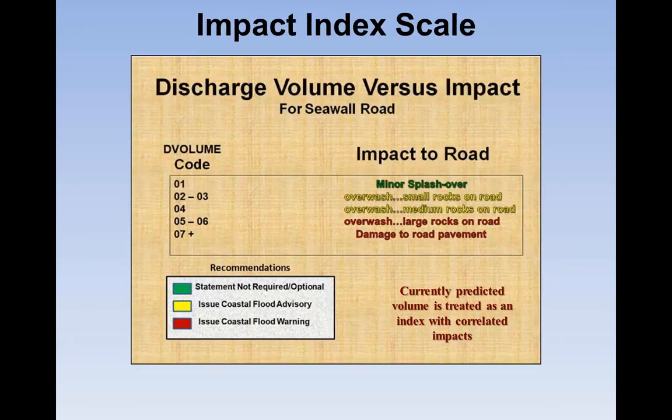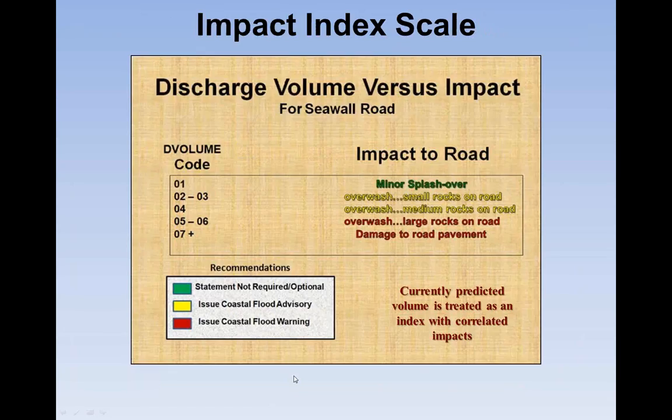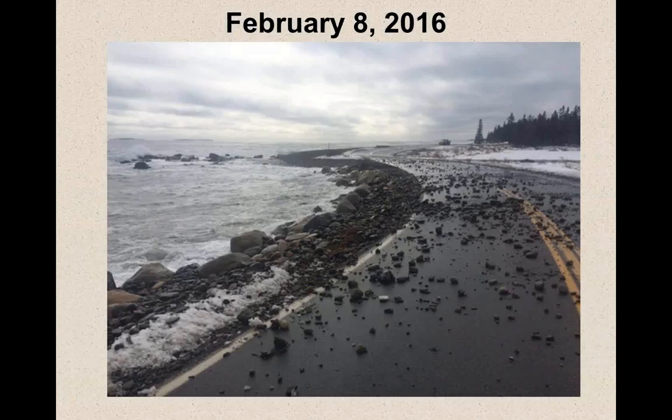I'm going to talk a little bit about that later in the presentation. But we've developed an index, and taking those values, in this case 2, 4, and 2, we put it into the index, and this gives the forecaster a convenient idea of what the overtopping values mean. In this case, between 2 and 4, we have small to medium-sized rocks coming over the revetment onto the road behind it. And here's a picture of what it looked like.